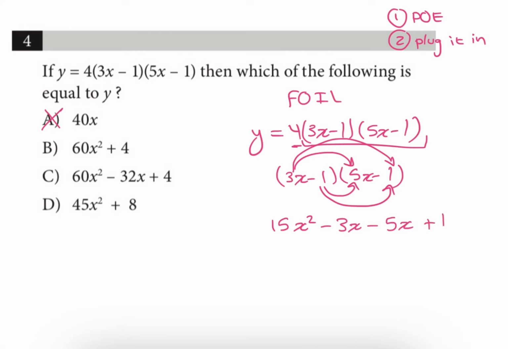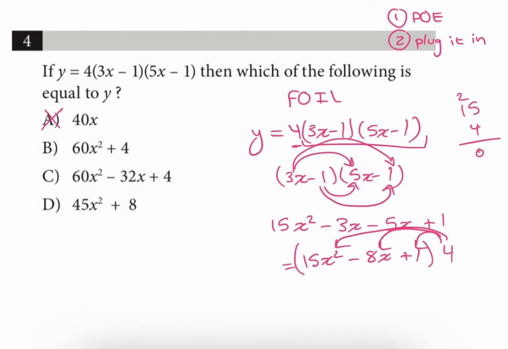Now let us condense this. So that's going to be equal to 15x squared minus 8x plus 1. So now let's not forget about the 4. We have this whole thing multiplied by 4. So let us distribute 4 in each of these numbers. So 4 times 15, you don't have to memorize what it is. You can just use the long multiplication, which does not take time. 4 times 5 is 20. And 4 times 1 is 4, plus 2 is 6, so it will be 60x squared.